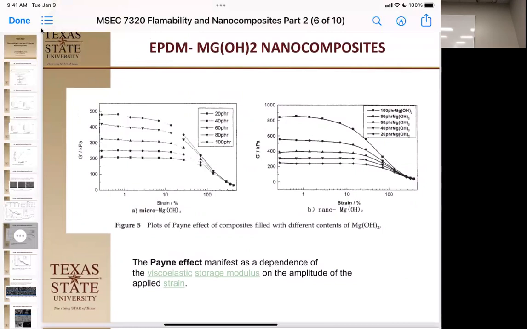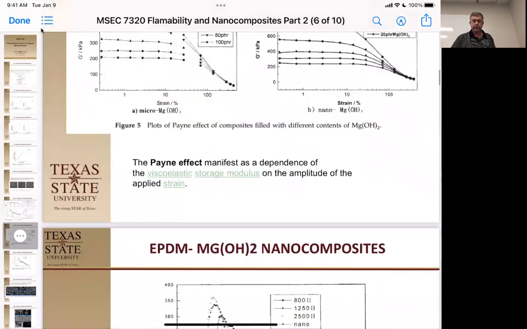So what we see here in both of these, in both the micro and the nano, but notice the nano is higher. It has a higher storage modulus here with the frequency. And then at a place right around here, this 100% strain, it goes down, it tapers down. So it has an effect until it reaches a point where it's just being pulled out. So we hadn't talked about the Payne effect, and it's really a rubber thing. So we'll see that again.